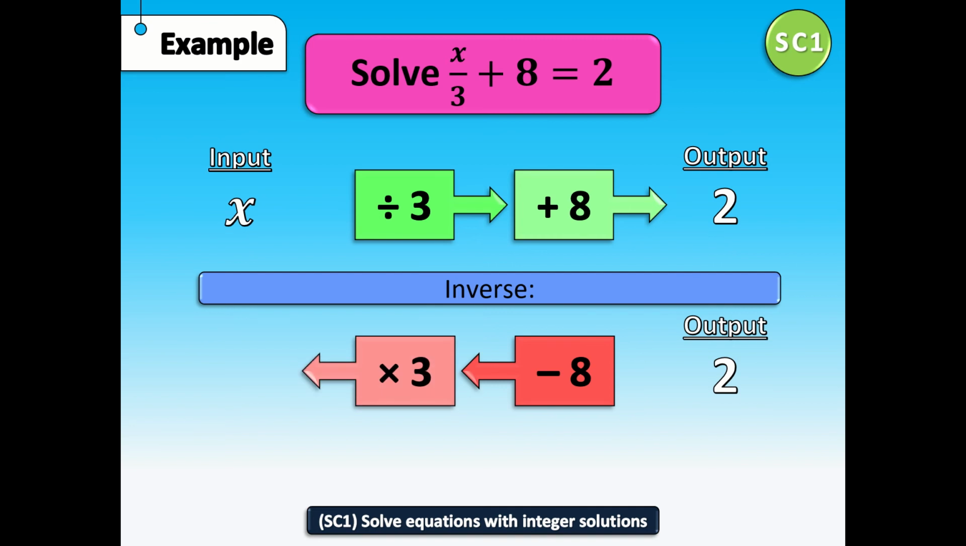Now 2 take away 8 is going to be minus 6. So our answer is going to be a negative answer. So 2 take away 8 is minus 6, and minus 6 times 3 is minus 18. So our answer is x equals minus 18.